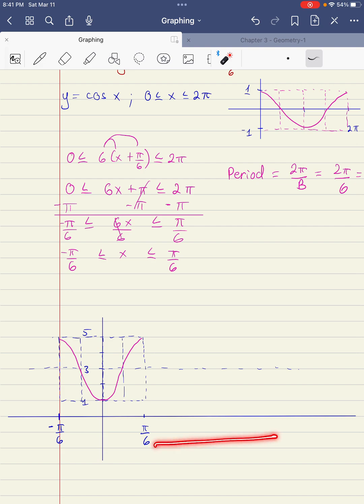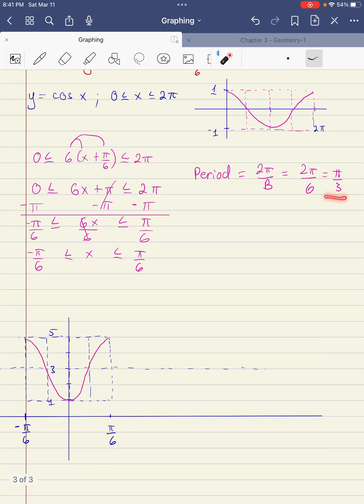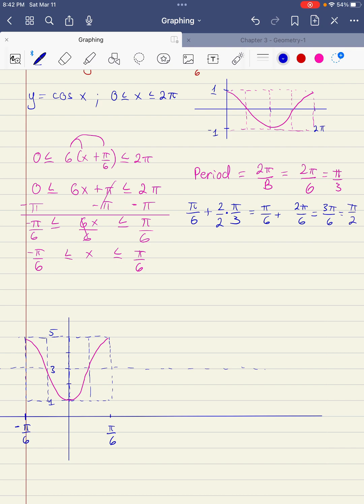If you want to add another period, it's really easy. Where we left off is pi over 6, right? The period for this function is pi over 3. All you need to do is take pi over 6 plus another period, which is pi over 3. Since pi over 3 and pi over 6 do not have the same common denominator, we make them the same by multiplying 2 on top and 2 at the bottom for the pi over 3. So pi over 6 plus 2 pi over 6 is equal to 3 pi over 6, which equals pi over 2. So pi over 2 is going to be around here.